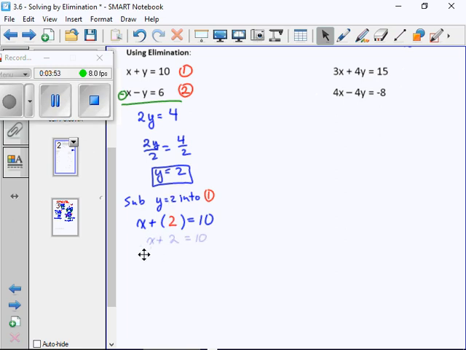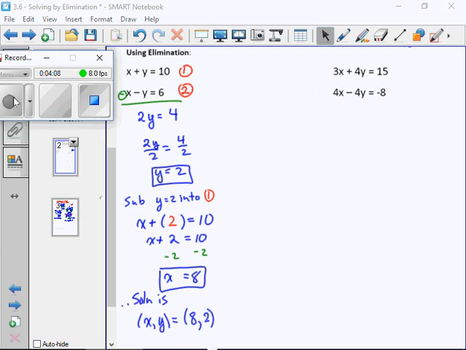Drop the brackets, we get x plus 2 is 10, and then we're going to subtract 2 from both sides to move the 2 over to the other side, and we end up with x is equal to 8, and that means our solution is this. Copy that down, and we'll move on to the next problem.